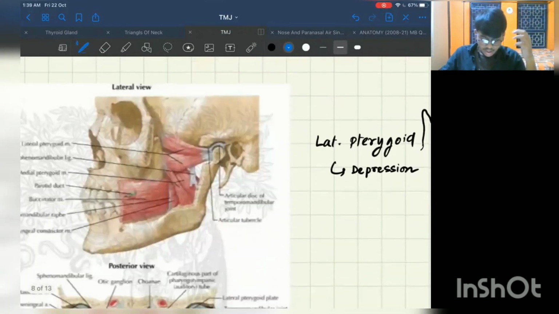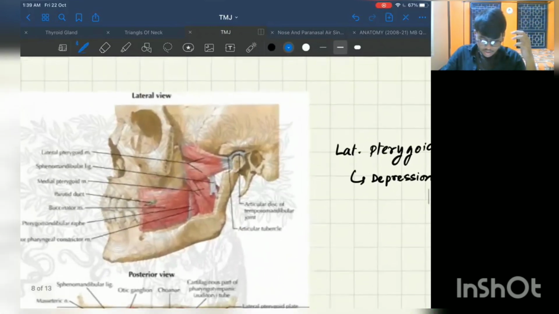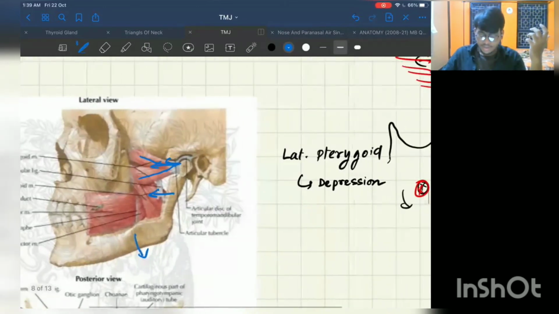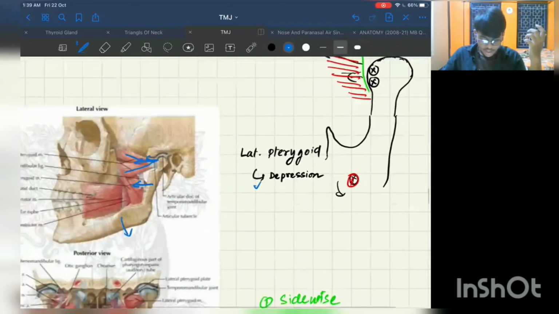Now let's see, here is the lateral pterygoid. This muscle is my lateral pterygoid. Lateral pterygoid is getting attached to the head of the mandible, right? So they will pull it forward and that will lead to depression of the mandible. And if they pull it forward, this will lead to the forward movement of the mandible, and that is equal to protraction, right? Depression and protraction.